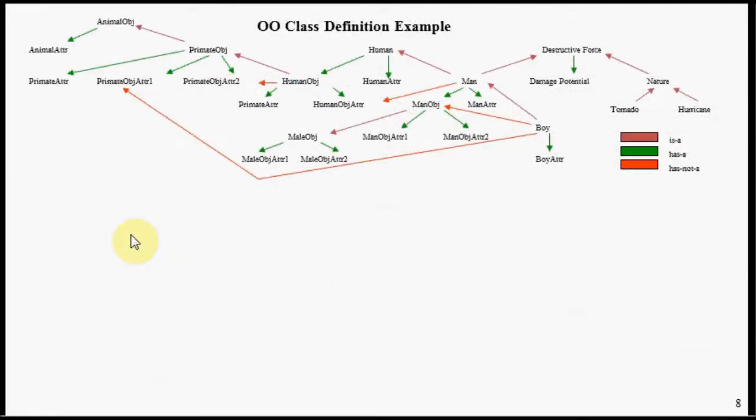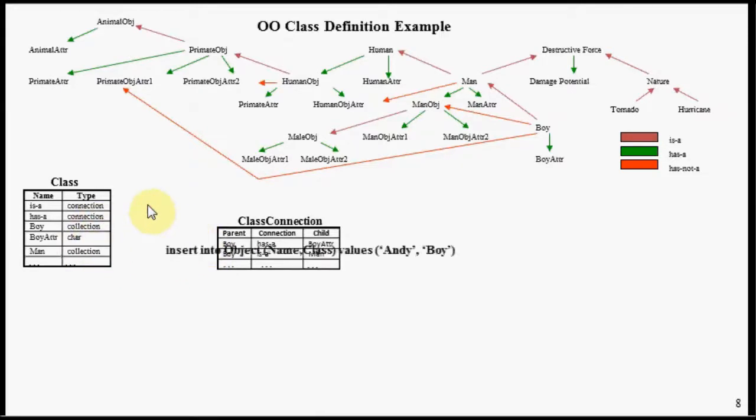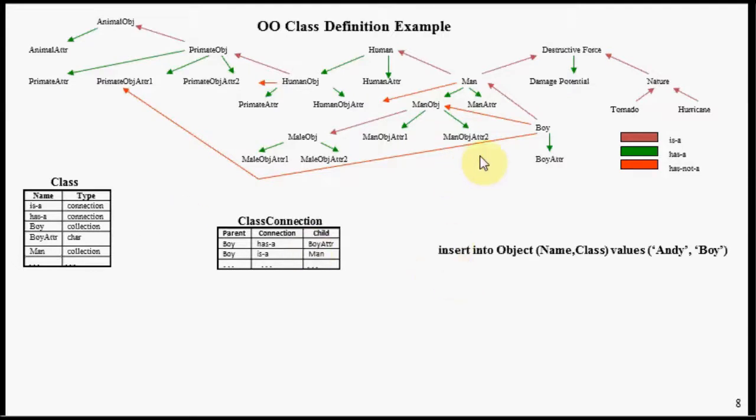With this soft schema model, let's look at an example of instantiating a class instance. So we have a class graph here, and all the data in this graph can be represented with 2 tables. We have a class table representing all of the nodes of this graph, and a class connection table showing all of the connections. Now I didn't bother showing all of them, I just showed a few of the rows. Okay, now let's look at what happens when we want to instantiate this particular node, a boy. What we're going to do is instantiate this boy. We're going to call this instantiation Andy.